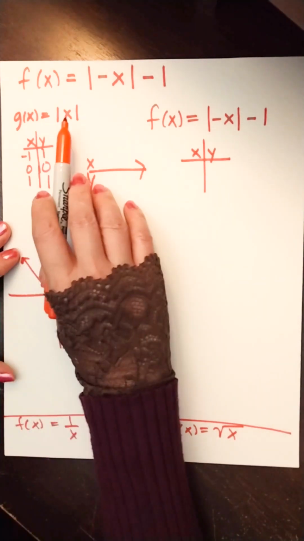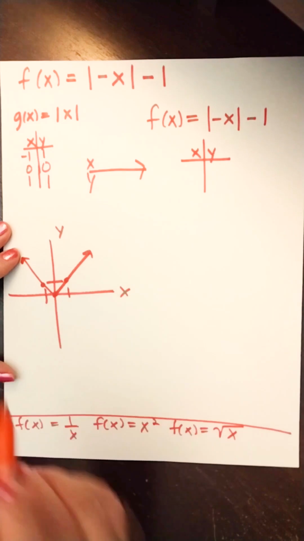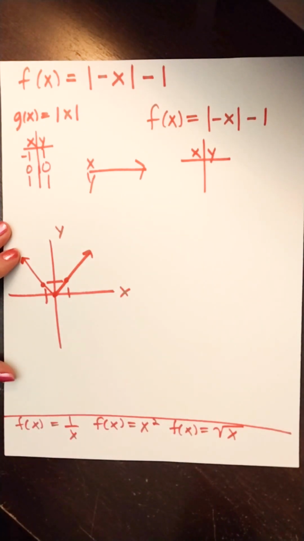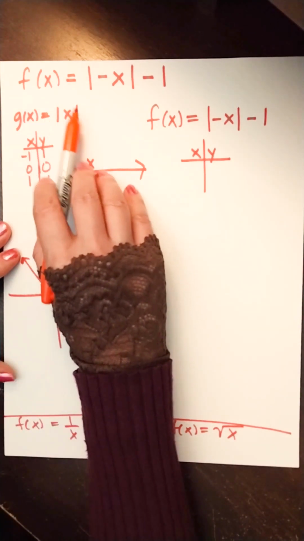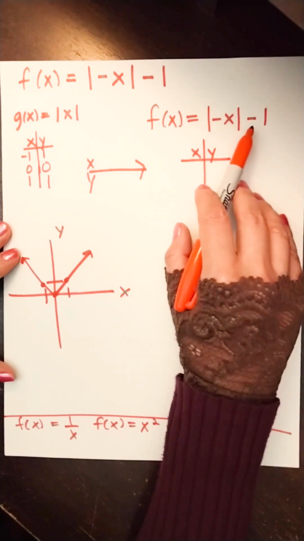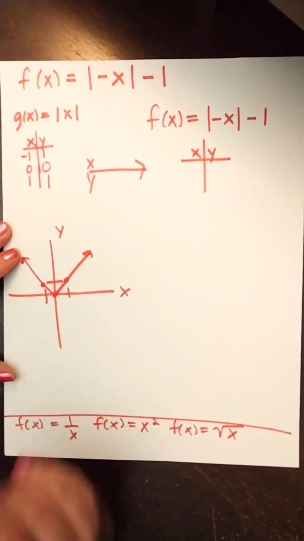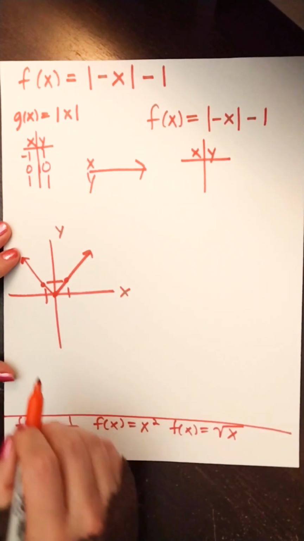We look at the x value, and from this x to this x, we multiply them by -1. That means we did a reflection about the y-axis, right? We did a horizontal reflection. And then our absolute value, our y, from this y to here, we subtract 1. So we did a vertical shift down 1.